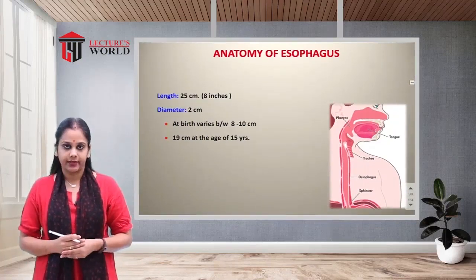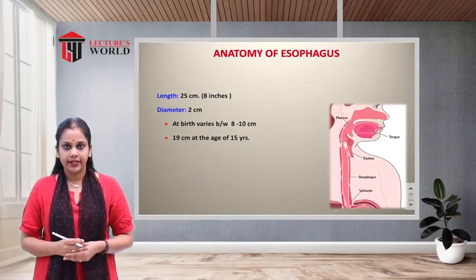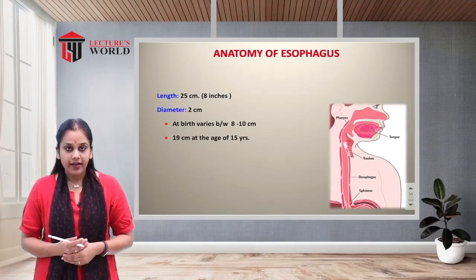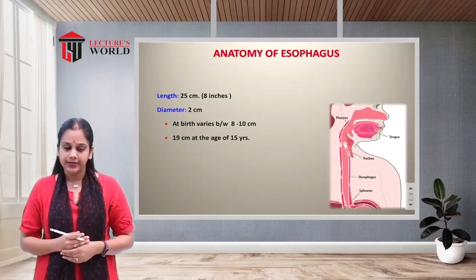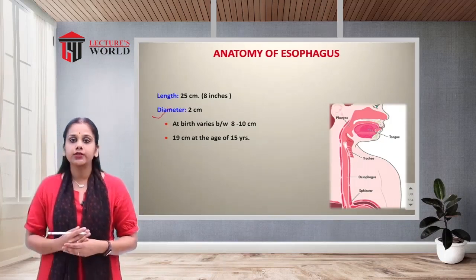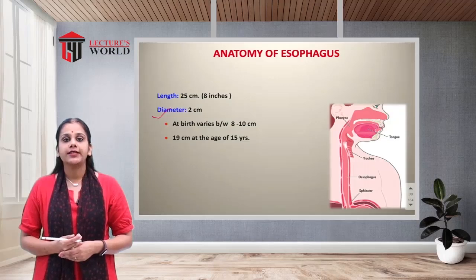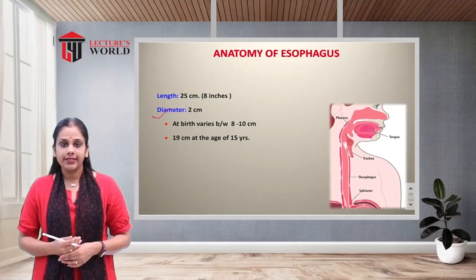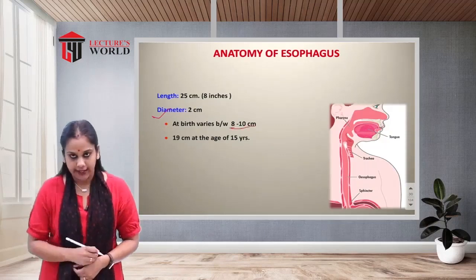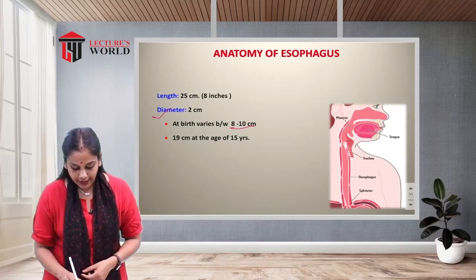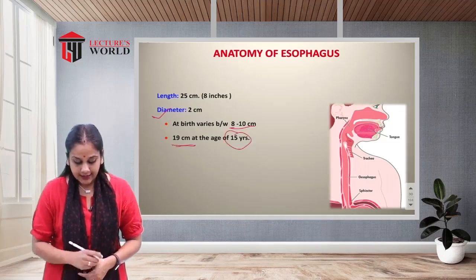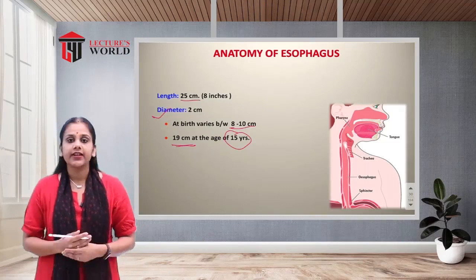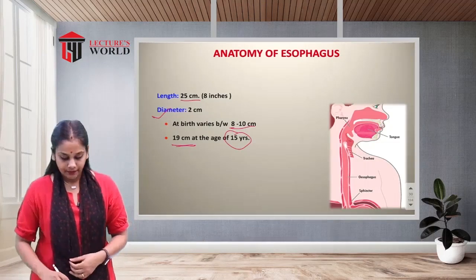Now we will see the length. The esophagus is 25 centimeter in length, about 8 inches. Then the diameter is 2 centimeter. At the time of birth, the length of the esophagus is 8 to 10 centimeter, at the age of 15 years it is 19 centimeter, and in an adult it is 25 centimeter.